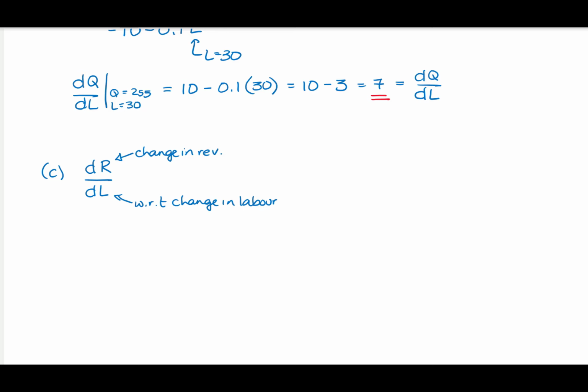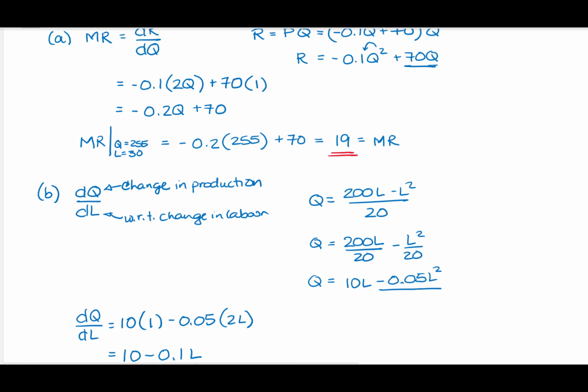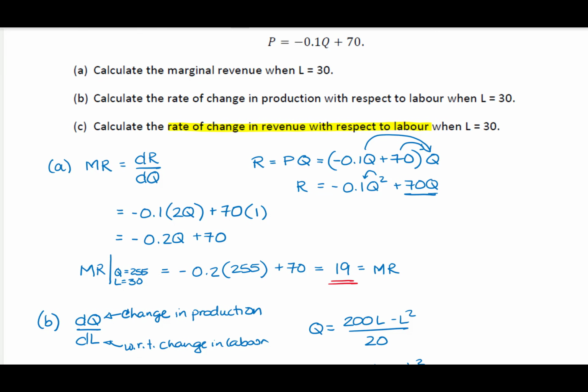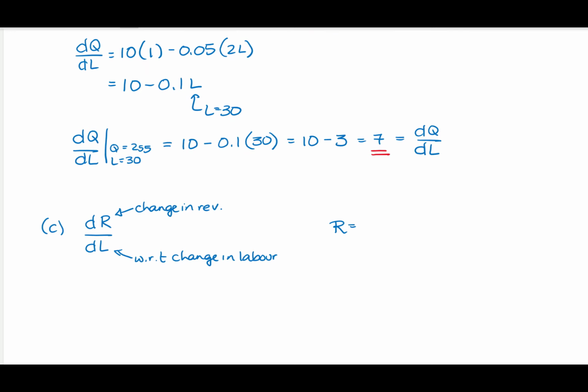Now, to do this, it's going to be a little bit trickier because of the revenue function I developed earlier. I came up with a revenue function earlier, and it was negative 0.1Q squared plus 70Q. Let me rewrite this over here. Negative 0.1Q squared plus 70Q. Now I want the derivative with respect to labor, but as you can see here, my function is with respect to Q. So I cannot directly, at least, do the derivative.